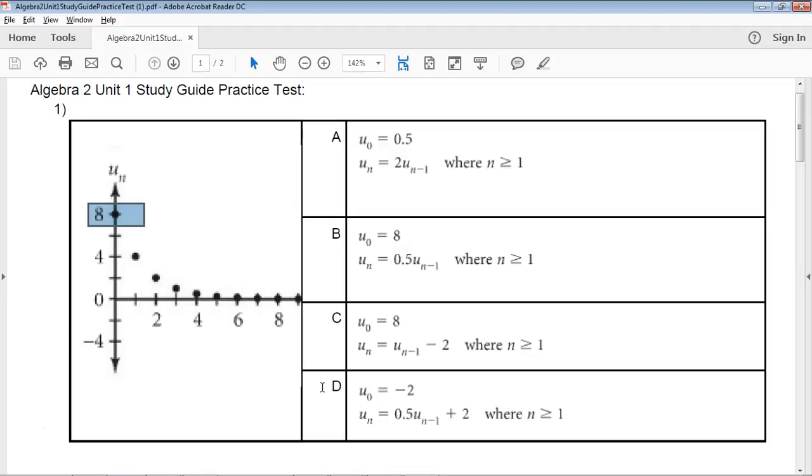And it's not a straight line, so it's not going to be C, where you're subtracting the same number each time. It's going to be B, where you are multiplying by the same number each time. And you can see that's correct. If you're multiplying by half, the second one would be 4, and then 2, and then 1, and then so on.